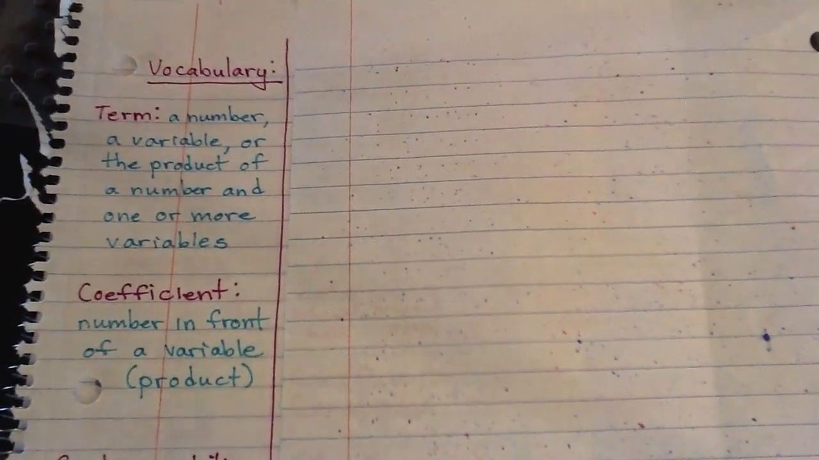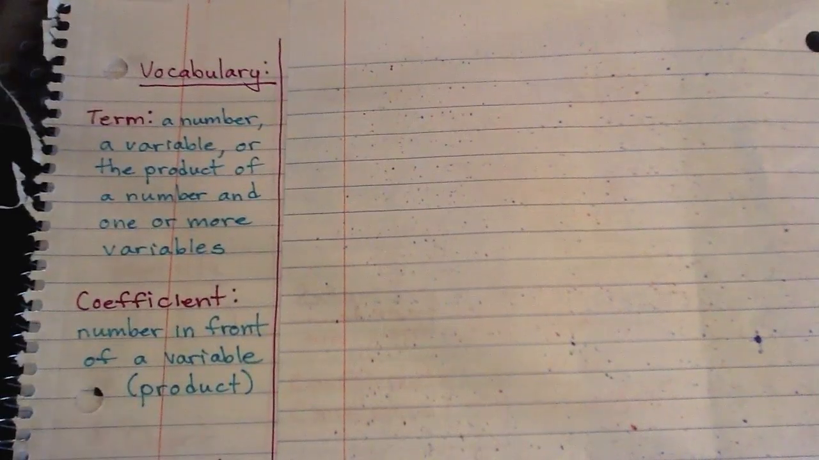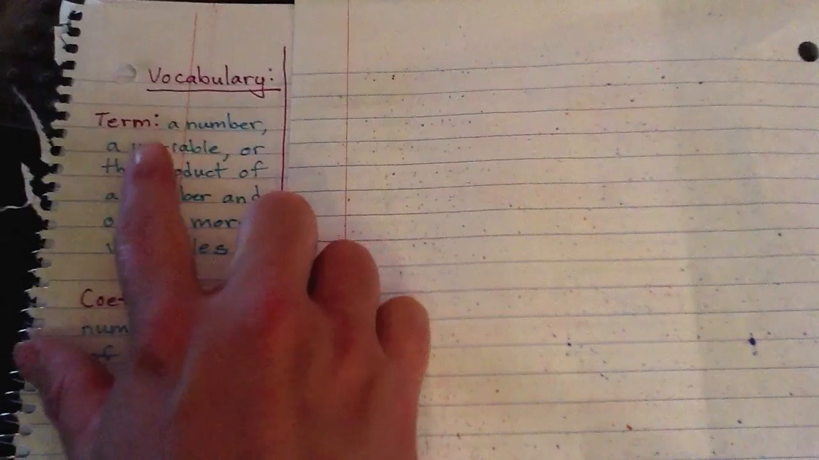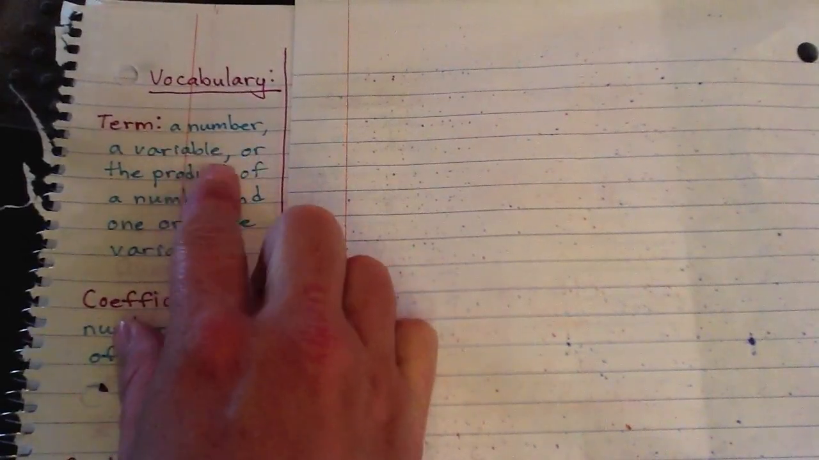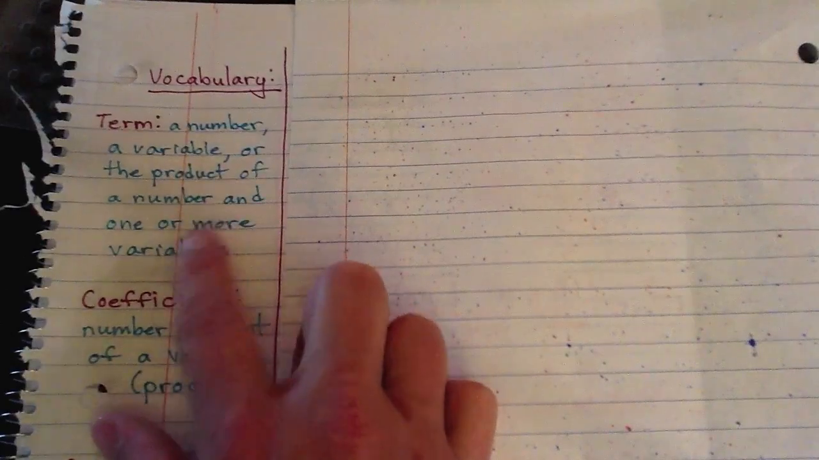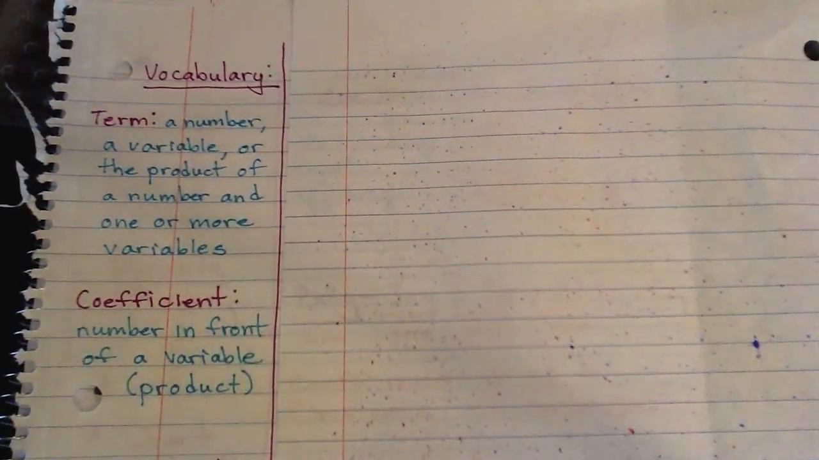Alright, now we're going to be talking about some key vocabulary that you're going to need throughout the year. Again, I'm just going to go through it. Once I'm done with it, you can just hit pause and copy it. So first thing we're going to talk about is a term. A term is a number, a variable, or the product, which means multiplication, of a number and one or more variables. I'm going to give you some examples of that in a minute.